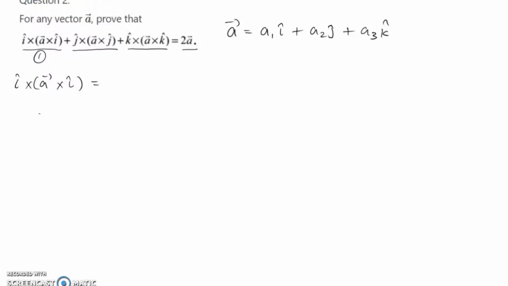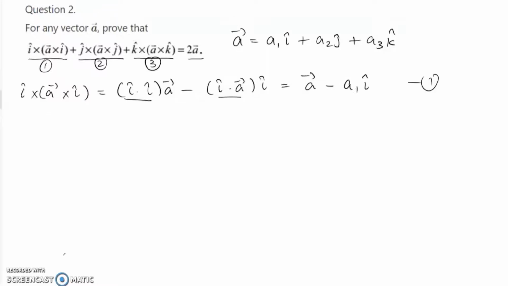So this can be written as i cap dot i cap, vector A, minus i cap dot vector A, i cap. Okay, so we know that i cap dot i cap is 1. So we get vector A minus, and i cap dot vector A will be equal to A1. So it will be A1 i cap.